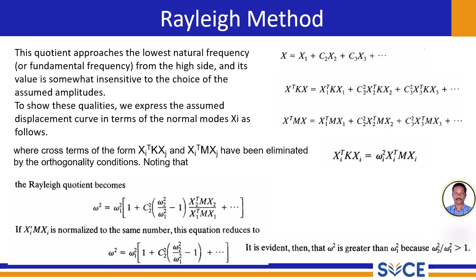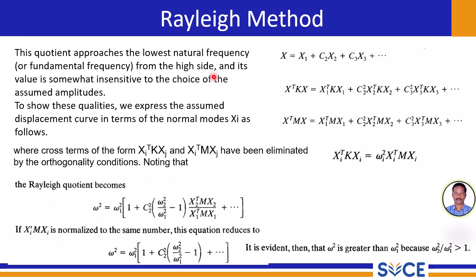From the last slide, the Rayleigh's quotient is omega square equals X transpose K X divided by X transpose M X, with the same displacement vector. Now, let's look at some important things. Rayleigh's quotient approaches the lowest natural frequency, or fundamental frequency, from the higher side.